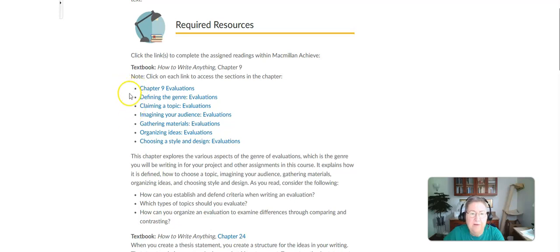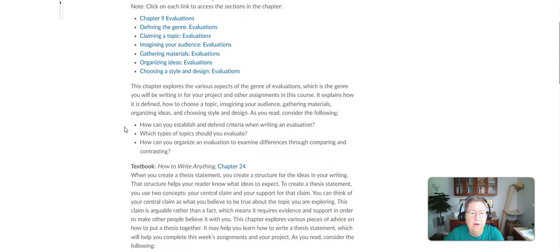Each of these readings is relatively short, so be sure that you do all of them, because that way you'll have covered all the aspects of evaluation. And then again, read the questions before so that you'll be able to answer them when you're done doing the readings. How can you establish and defend criteria when writing an evaluation? That's something that you need to think about.